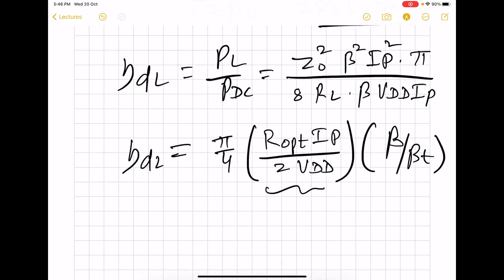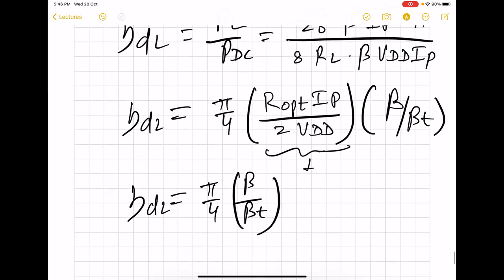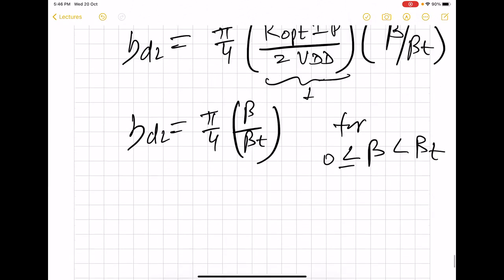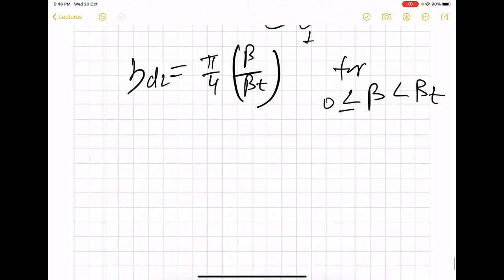So we know that this factor is going to be equal to 1. So load drive efficiency becomes pi by 4 beta by beta t. So this is for load drive case. So here we can make a plot of this.